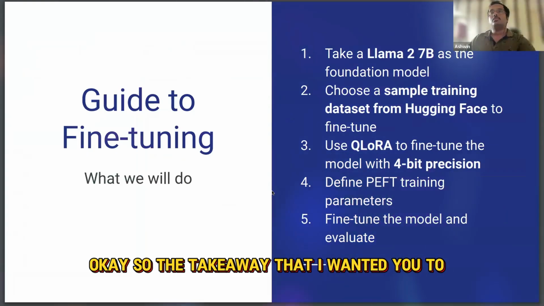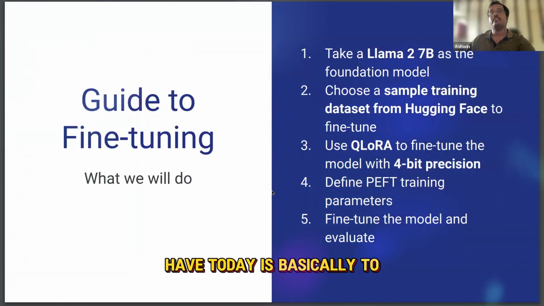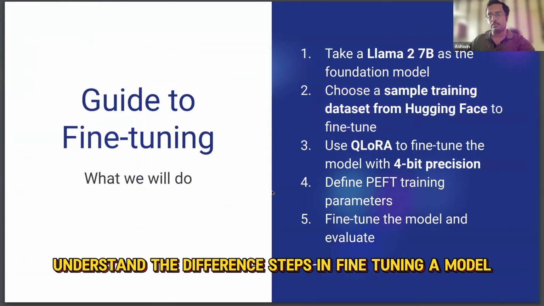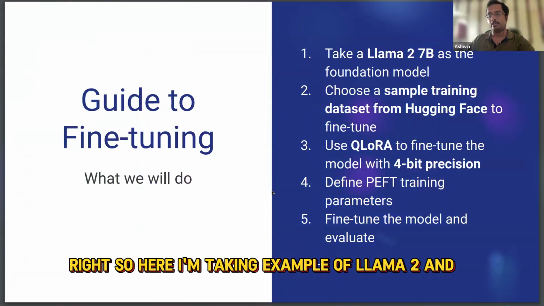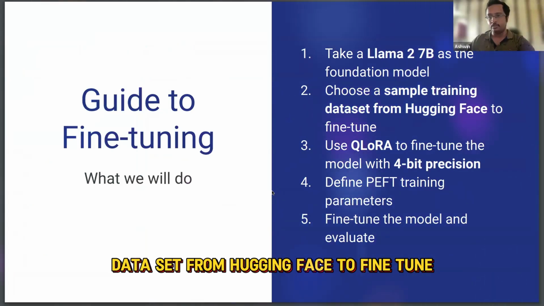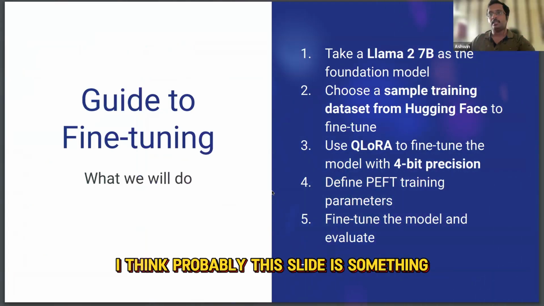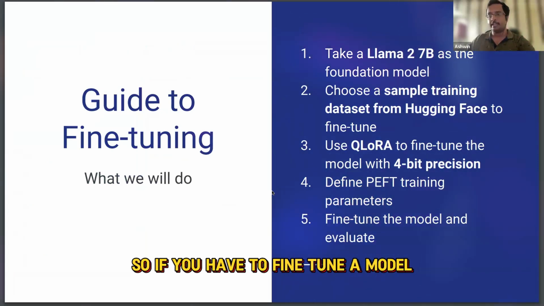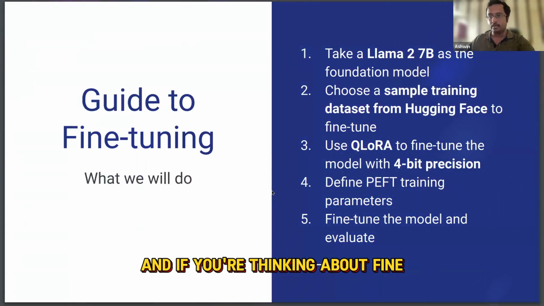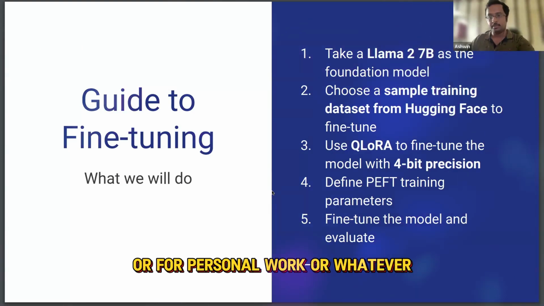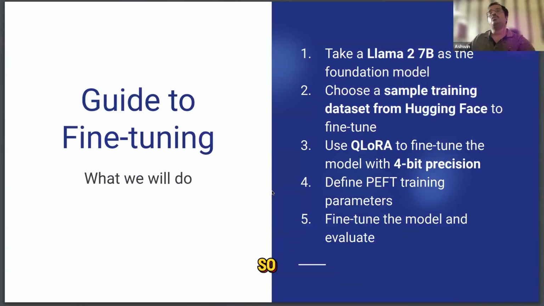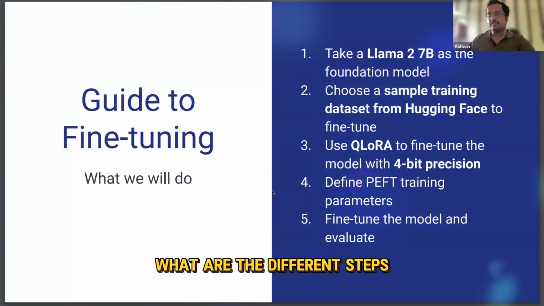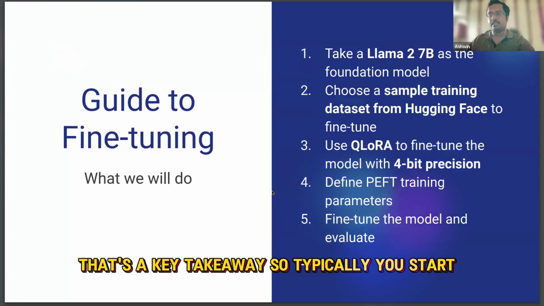Okay, so the takeaway that I wanted you to have today is basically to understand the different steps in fine tuning a model, right? So here I'm taking an example of Llama 2 and a dataset from Hugging Face to fine tune. But what I want you to take away, I think probably this slide is something that I definitely want you to take away is, if you have to fine tune a model, right? If you're thinking about fine tuning a model in an organization or for personal work or whatever, I will tell you what are the different steps that are needed to fine tune a model. So that's a key takeaway.